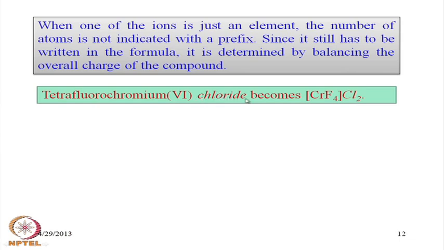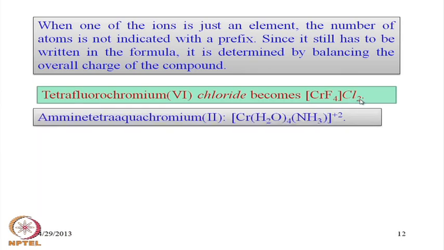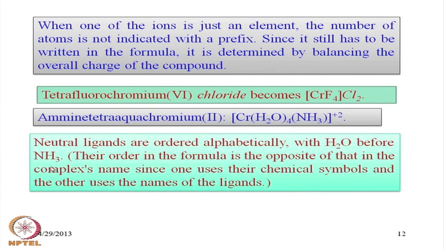The number of chlorides we do not mention, we just only see the charge on it, the oxidation state of the chromium and how many chlorides are required for charge balance. Then it would be Cl, then it would be Cl2 or Cl3. Similarly, for amine tetraacochromium 2, we have this water, then amine functions, and we just go for the corresponding charge neutralization and we see that 2 anions would be required.